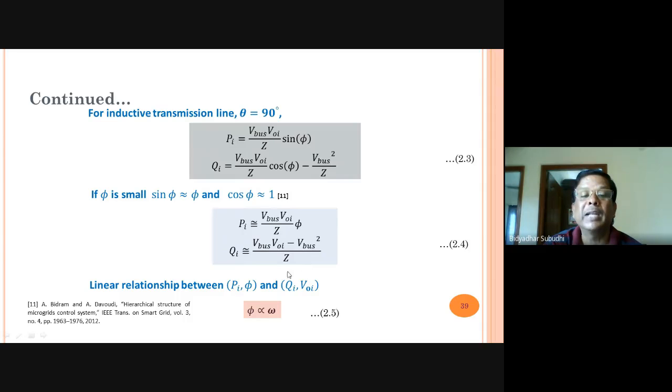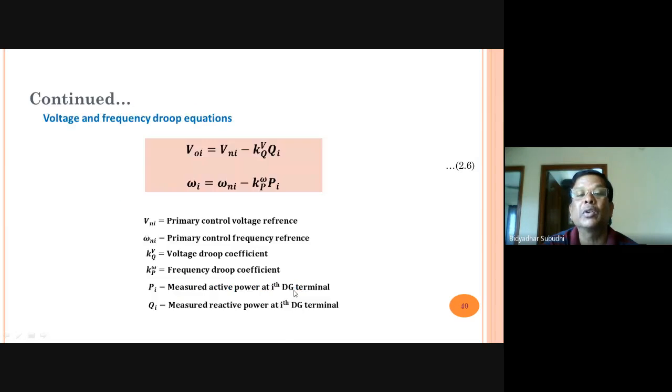Now if you use this relationship that you derived here, Pi is related to phi, and Qi is related to VOI. So therefore controlling P is the same as controlling phi. If you control phi, you can control the frequency, and similarly by controlling Q, you can control the voltage.